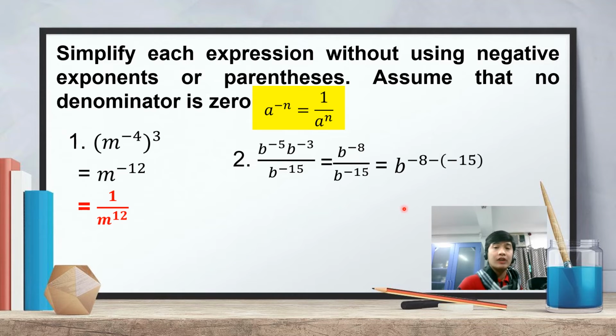Okay? Pwede nating gamitin yung ibang laws of exponents sa pag-simplify. Pwede tayong mag-stick doon. So that is b raised to negative 8 plus 15. Simplifying this further, that is b raised to 7. Okay? So that is our example number 1 and example number 2.